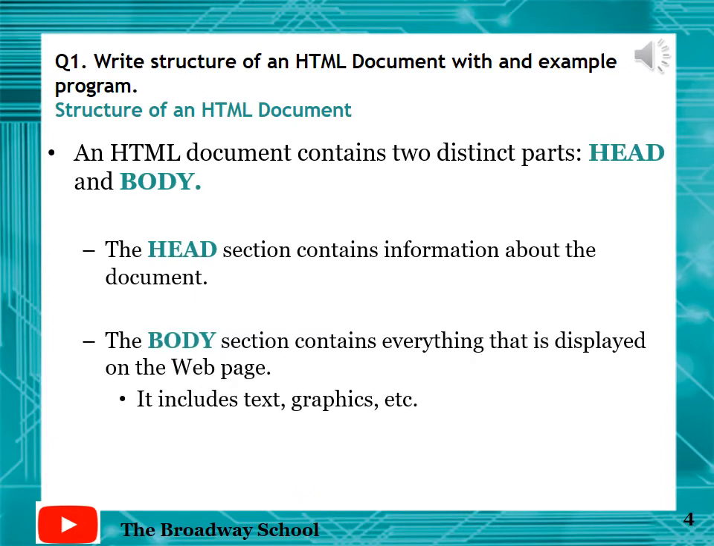First question was, write the structure of an HTML document with an example program. Answer: structure of an HTML document. An HTML document contains two distinct parts, head and body. The head section contains information about the document. The body section contains everything that is displayed on the web page. It includes text, graphics, etc.